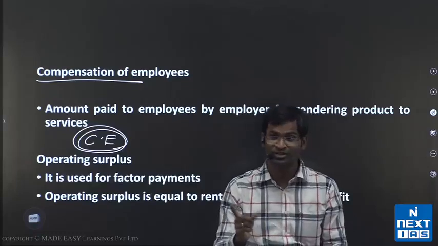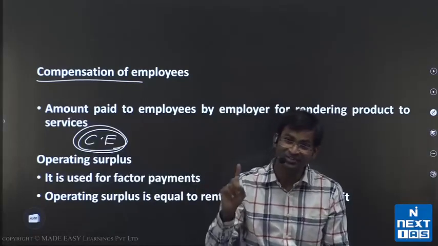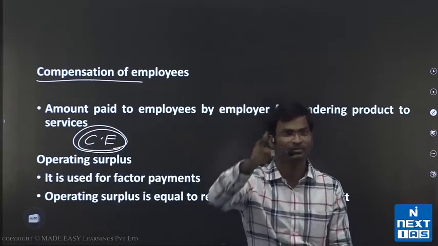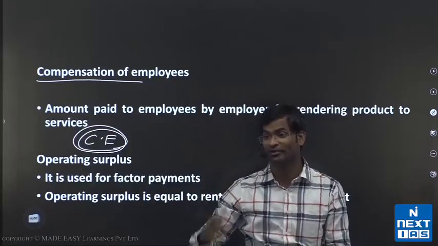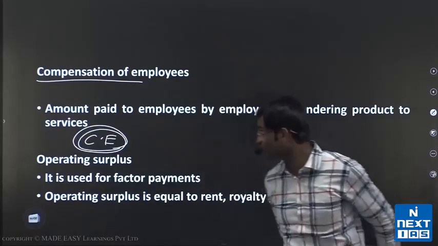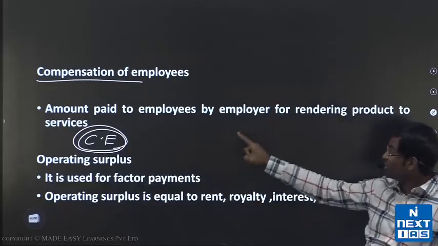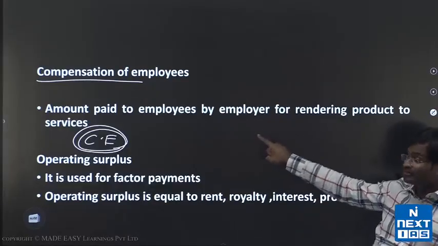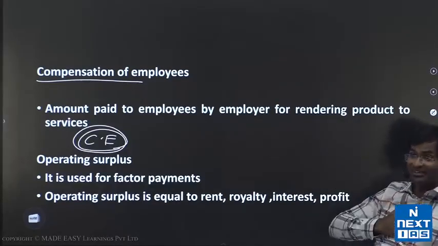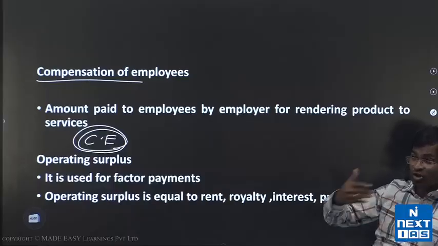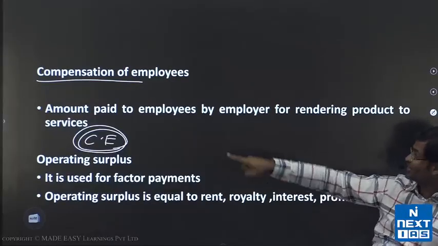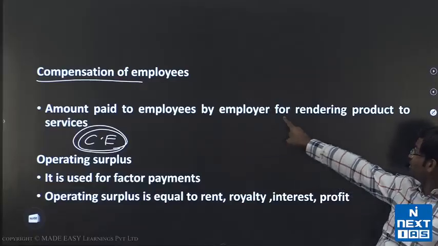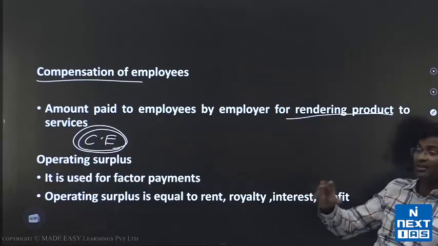So which is the good word? Salary is the good word or CE is the good word? Sure? So they keep the word compensation of employees. When the word compensation of employees is there, it is the amount paid to employees by employer. The guy who gave the job is the employer. Workers are called employees. Amount paid to employees by employer for rendering a product or any service.